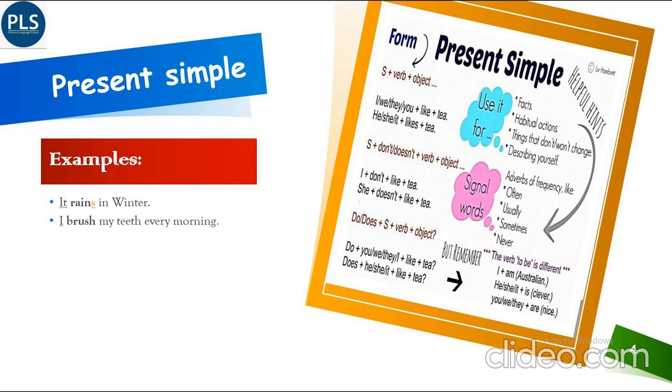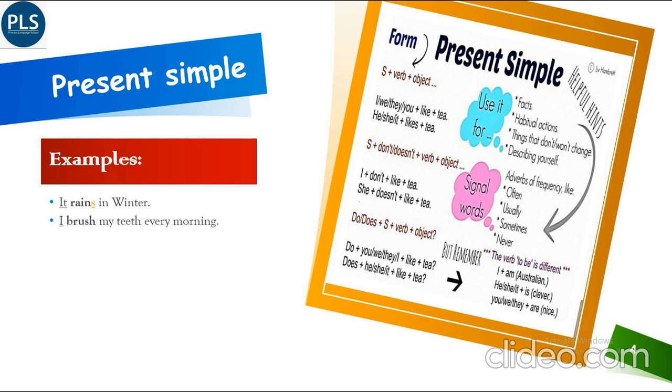Another example, I brush my teeth every morning. Here we use the subject I. So we are going to add the verb in infinitive, and we also add the verb in infinitive if the subject is from the plural subject, like we, you, and they. And then the rest of the sentence. Here in this sentence, we are talking about our daily routine or our daily habit. And of course, we brush our teeth every morning and every night.